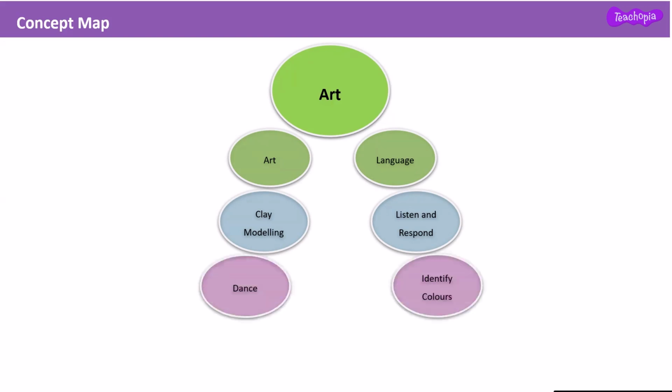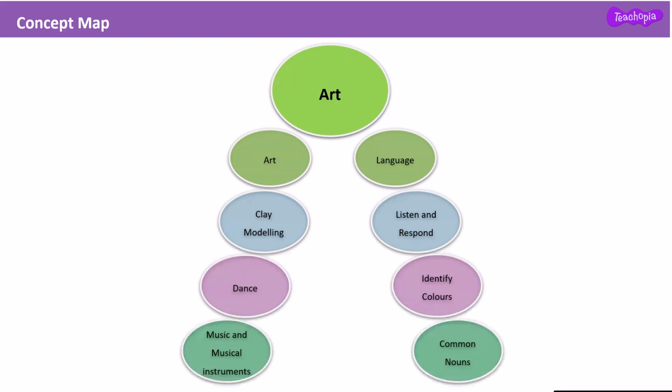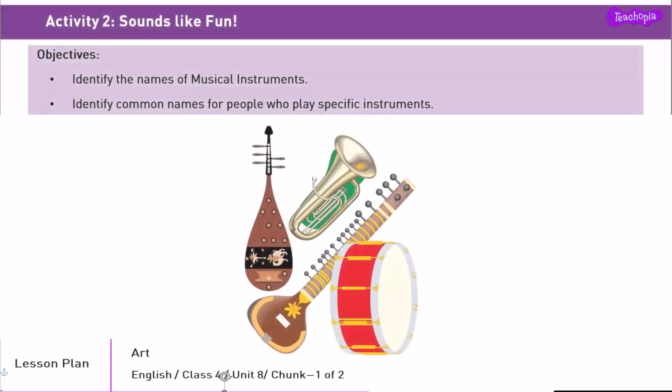Similarly, using the dance strategy, we can use the identifying colors activity, and with respect to music and musical instruments, which is another strategy of art, we can concentrate on the common nouns concept. As we saw in the concept map, today we are taking music and musical instruments. Here the activity is called Sounds Like Fun.